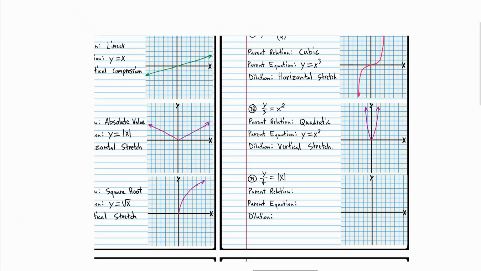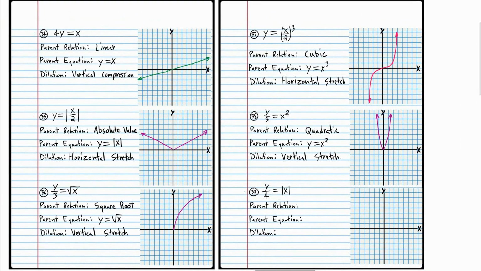Try number 39. Remember, it's going to be a stretch because we're dividing y. And whenever you multiply or divide y, it's going to be a vertical dilation. Try 39. When you come back, we'll do it together.